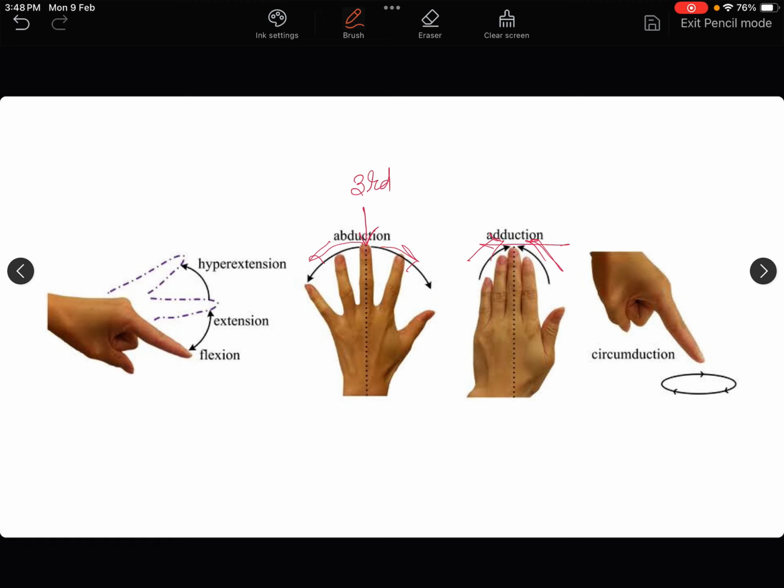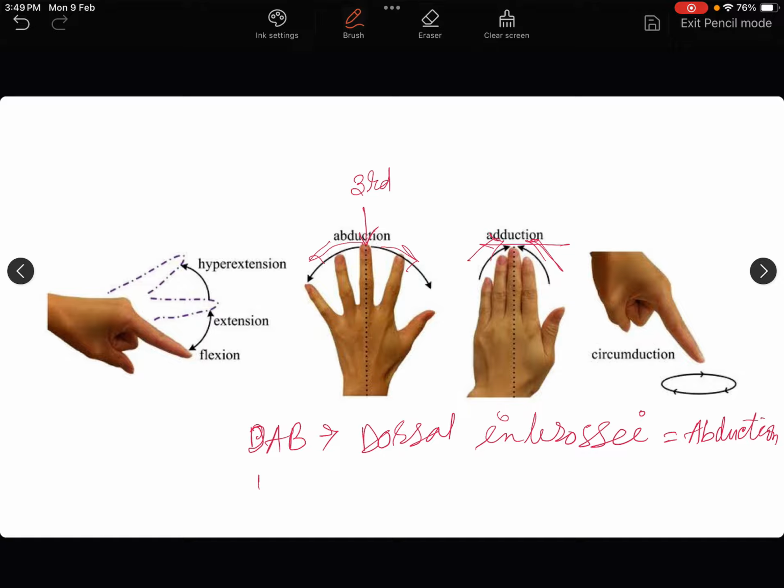Now, one thing you should remember, it is DAB, dorsal interosseous, which helps in abduction, and PAD, palmar interosseous, which helps in adduction.